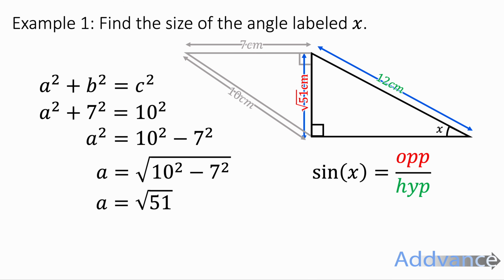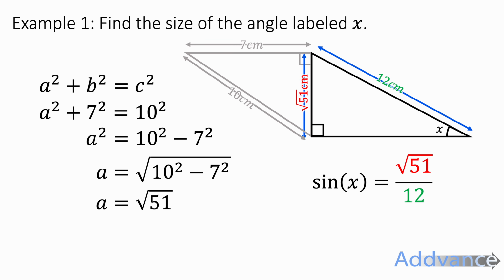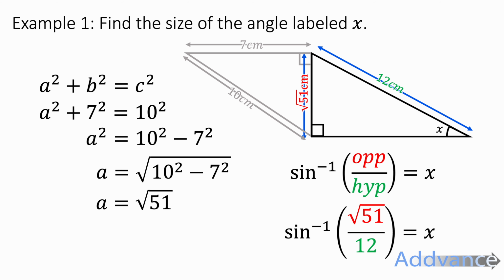And that's going to help us because now we can do SOHCAHTOA and sine to find the missing angle. Okay, so the opposite is square root of 51, and the height is 12. We can substitute those numbers in, and we take the inverse sine of both sides. Remember, you take inverse sine if we're finding an angle. And if you type that into your calculator, you should get 36.5 degrees. And that is the final answer.